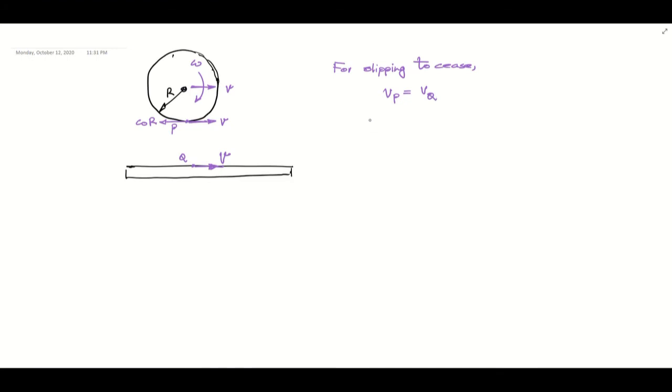Now Vp is V minus omega r and Vq is capital V. Now this V is u minus at because it's retarded, and omega is alpha into t because there was no initial angular velocity, and capital V is capital A into t. From this we immediately get small t is equal to u by small a plus capital A plus alpha r.